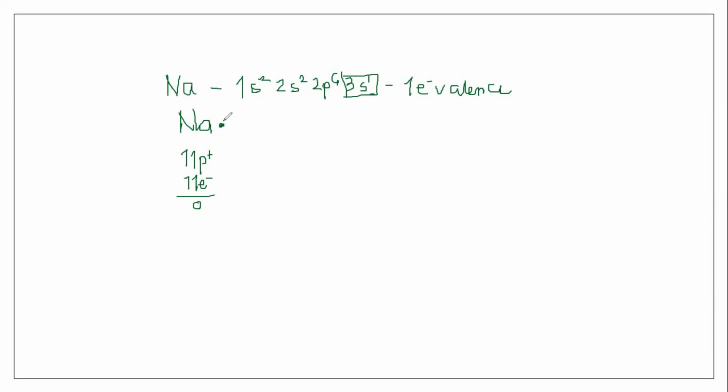So since meron siyang isang valence electron, so ang tatandaan lang po natin dito is kung ilan yung valence niya, yun ang babawas natin sa kanya kasi it tends to lose. Tatandaan natin na kapag metals, nagbabawas tayo. So we need to subtract 1 electron.